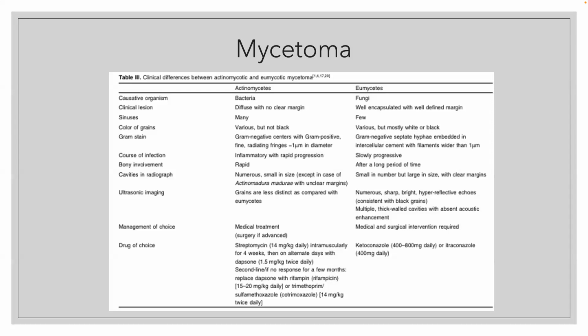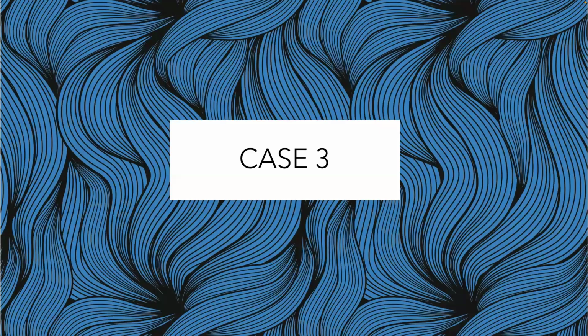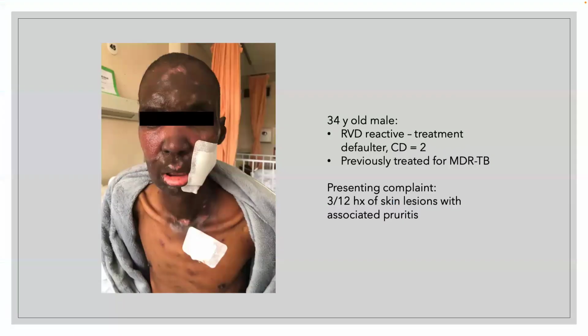This brings me to the last case. Our third case is that of a 34-year-old male patient with a background of retroviral disease and a CD4 count of 2. The patient was admitted with a productive cough and constitutional symptoms, and he also reported a 3-month history of these pruritic skin lesions. Of note, he was previously treated for MDR-TB.